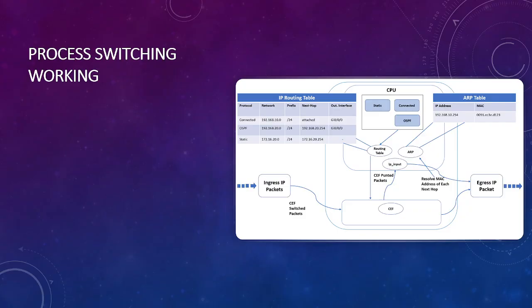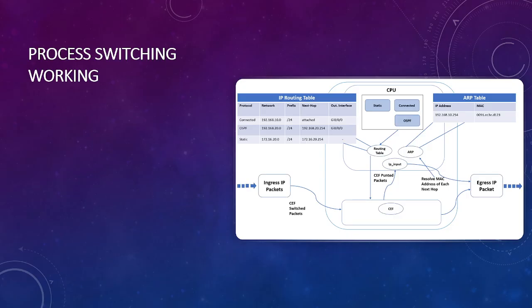So let's see how process switching works here. Consider this example chart. Before I deep dive, let me explain a few things. You can see there is a CPU. Under the CPU, you have the routing table and the ARP table, and CEF is separate. The ARP table is used to map the IP address to the MAC address. So for all my connected interfaces, the next-hop IP and MAC address will be populated in my ARP table. Once it is populated, it will be sent to CEF.